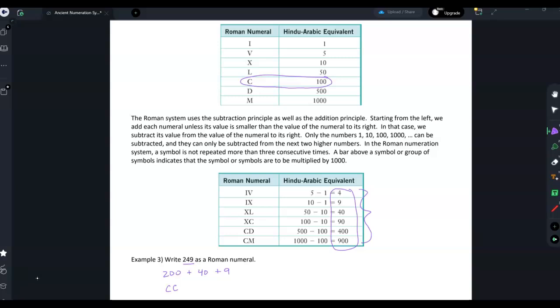40, is 40 one of these 6 numbers we subtract? Absolutely it is, right? So 40 is, we think of that as 10 less than 50, which is XL. And then is 9 one of those 6 numbers? Yes, it is. We think of 9 as 1 less than 10, so IX. So this is the correct way to write 249. It's CCXLIX.